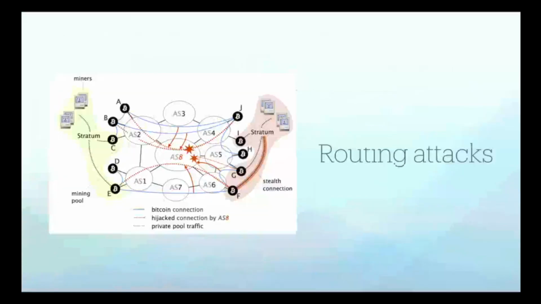Okay, so the next thing is the routing attack. A routing attack happens in the network. Now you can see on the left-hand side I have a mining pool, and here the stealth connection. There is something wrong in this connection, and you can see that the Bitcoin connection is in blue color.